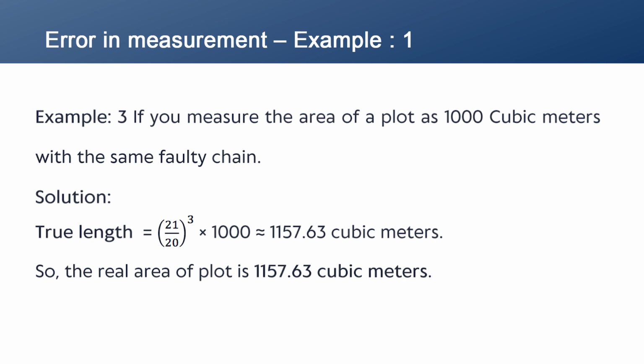1157.63 cubic meter. So the real volume is around 1157.63 cubic meter and not 1000 cubic meter. The handy hint here is, think of it like a balancing act. The product of the correct length and correct chain length should equal the product of the incorrect length and incorrect chain length. So whenever you suspect your chain might be wrong, just remember these simple adjustments.